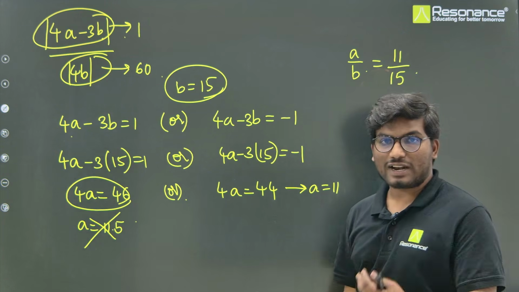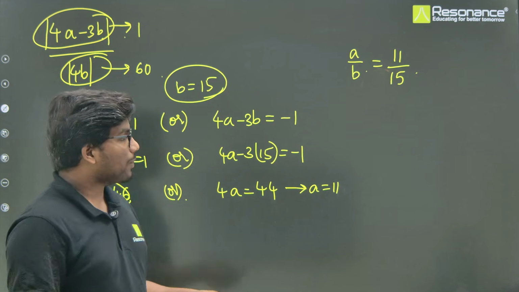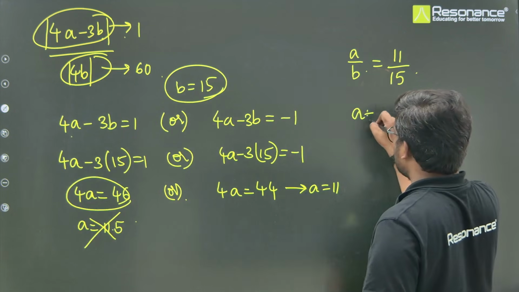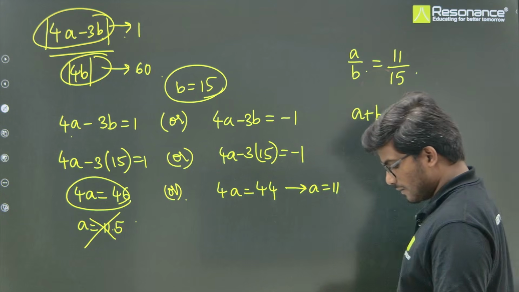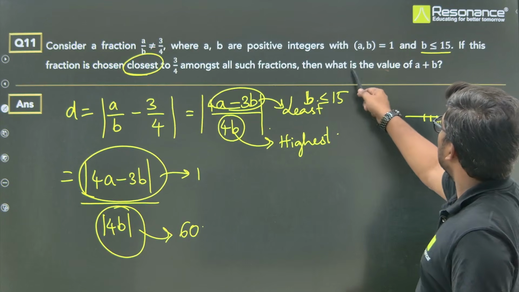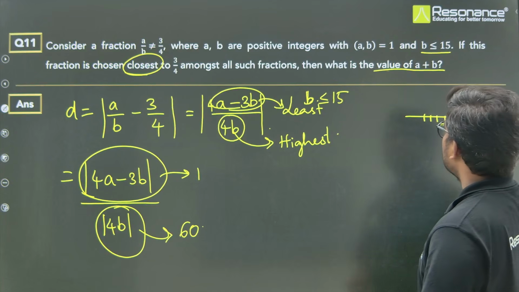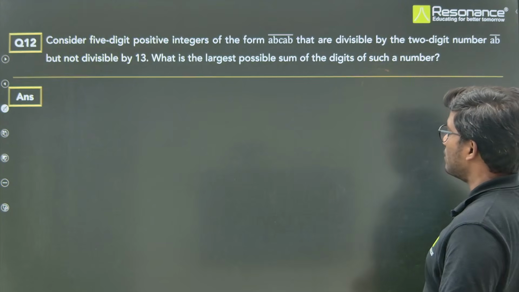This is the closest fraction to 3 by 4 where b could be the highest denominator. So based on this piece of information, what is the value of a plus b? It becomes 26, right? Yeah, we'll move on to the next question.